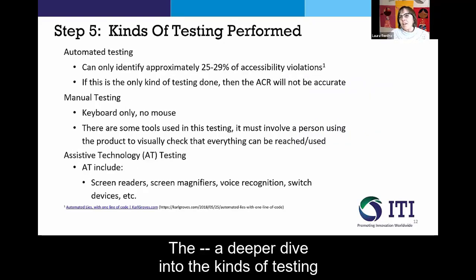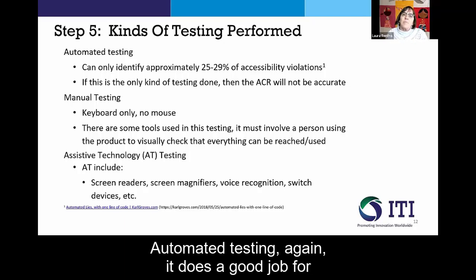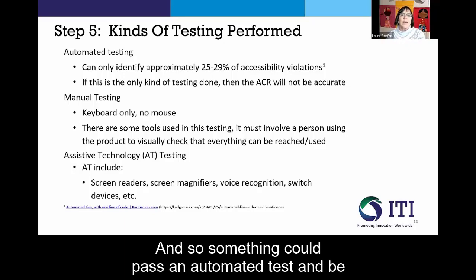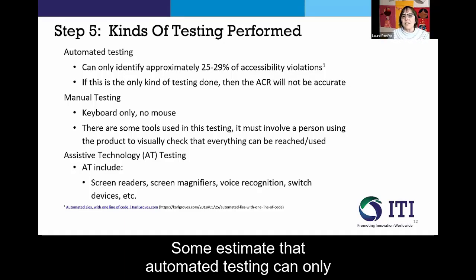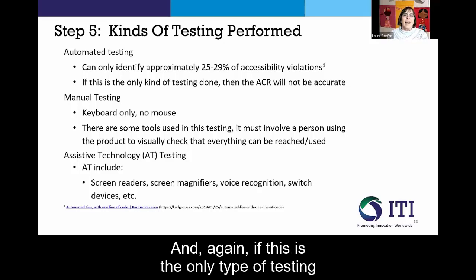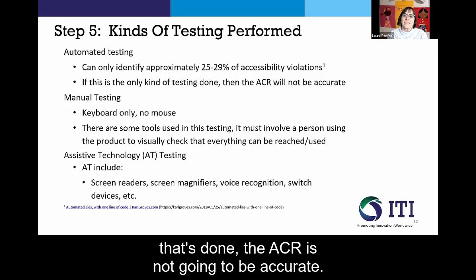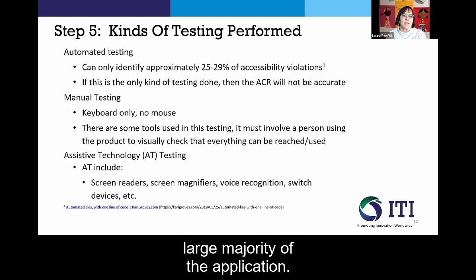Okay, a deeper dive into the kinds of testing performed is step 5. Automated testing, again, it does a good job for what it tests. It just leaves a lot out. And so something could pass an automated test and be completely inaccessible for many users with disabilities. Some estimate that automated testing can only track 25 to 29% of accessibility violations. And again, if this is the only type of testing that's done, the ACR is not going to be accurate. It could support all 25% and still leave out a large majority of the application.